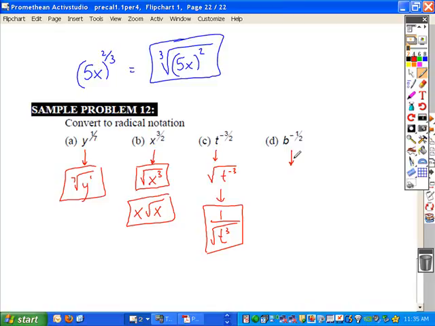And then finally, b to the minus 1/2. The negative is going to take the b, this base, and put it where? In the denominator. And the power is 1. Change the sign to a positive. The index is 2, so it's the unwritten square root. And so you'd get this as your answer.